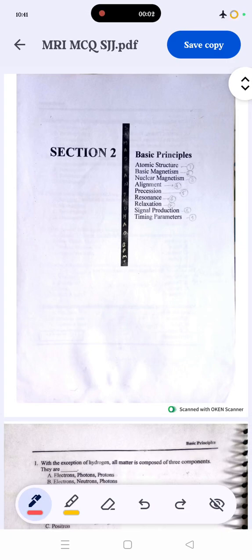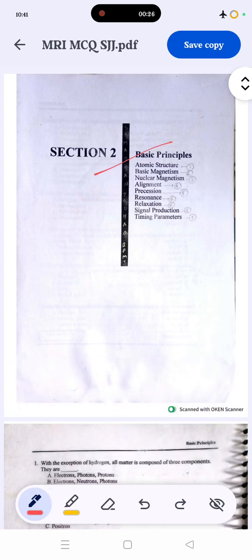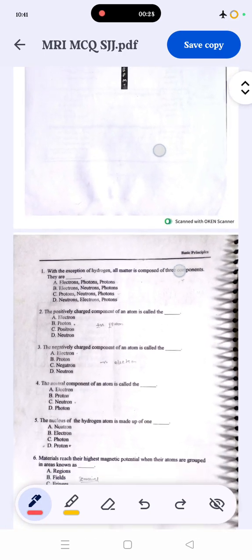Today's lecture is very useful for those preparing for central and state government radiology exams, radiology technologist aspirants. The last video was posted on the theory of basic principles in the MRI series on the YouTube channel, and this session covers the Section 2 basic principles MCQs. So without wasting time, we go to the questions. The first question covers the basic principles, and the last lecture covered the theory of the basic principles.